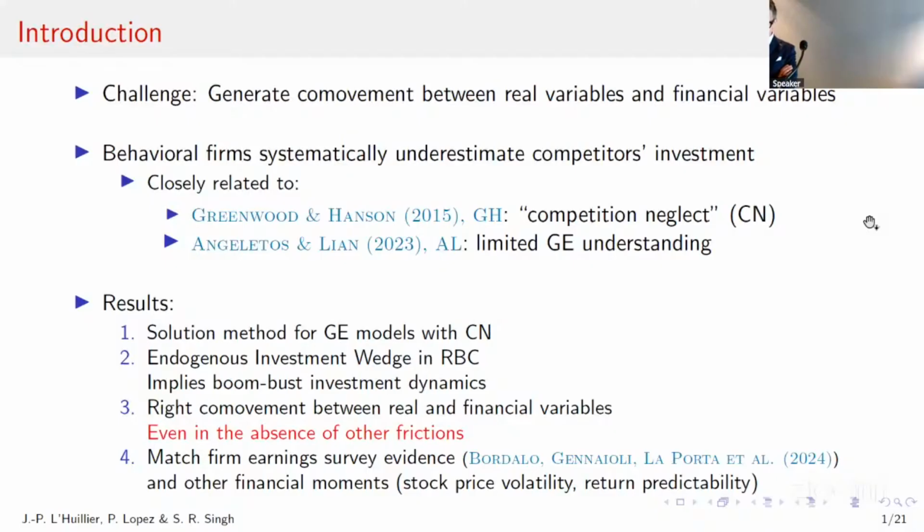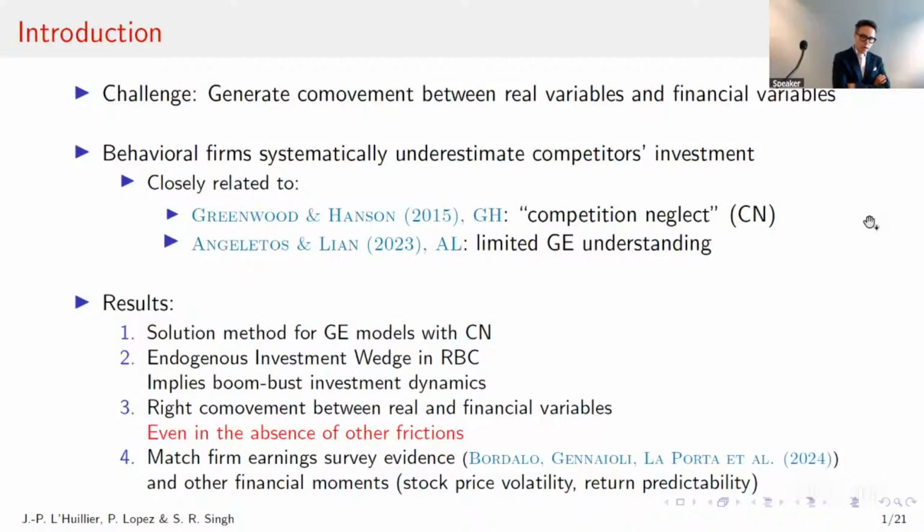Number three, in RBC, competition neglect is going to generate the right co-movement between real and financial variables. And what's remarkable about this result is, like I said, this is a plain vanilla RBC specification. So this holds even in the absence of other frictions.